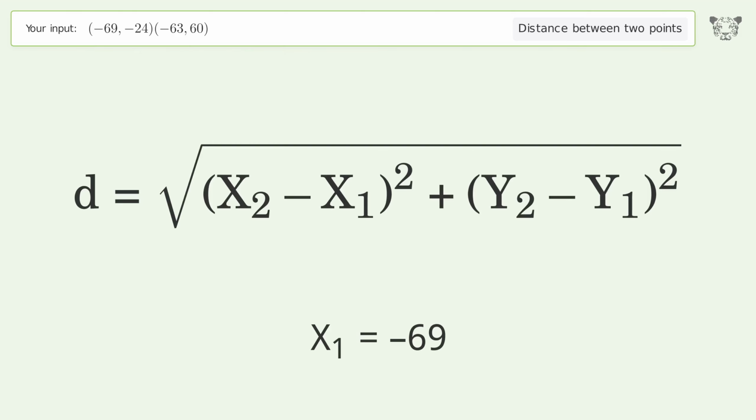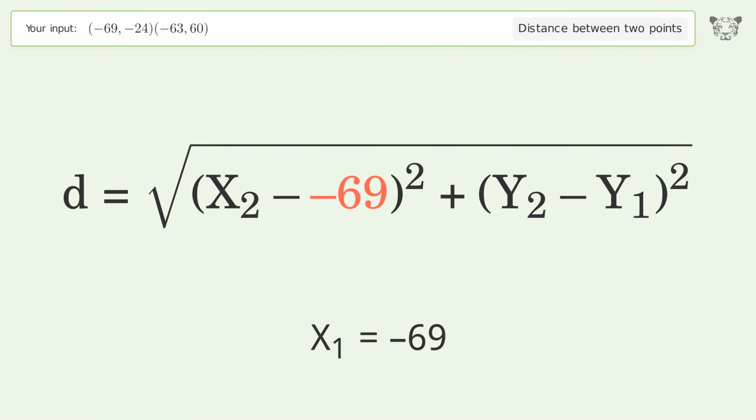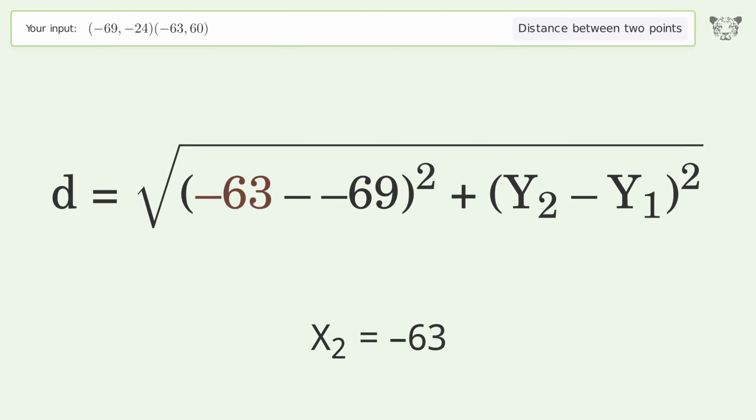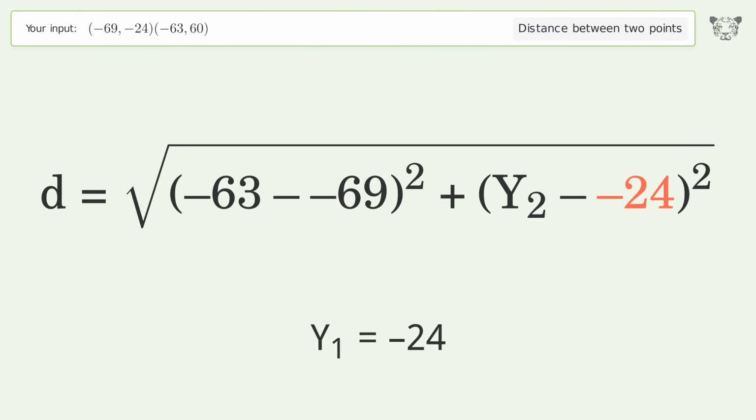x1 equals negative 69. x2 equals negative 63. y1 equals negative 24. y2 equals 60.